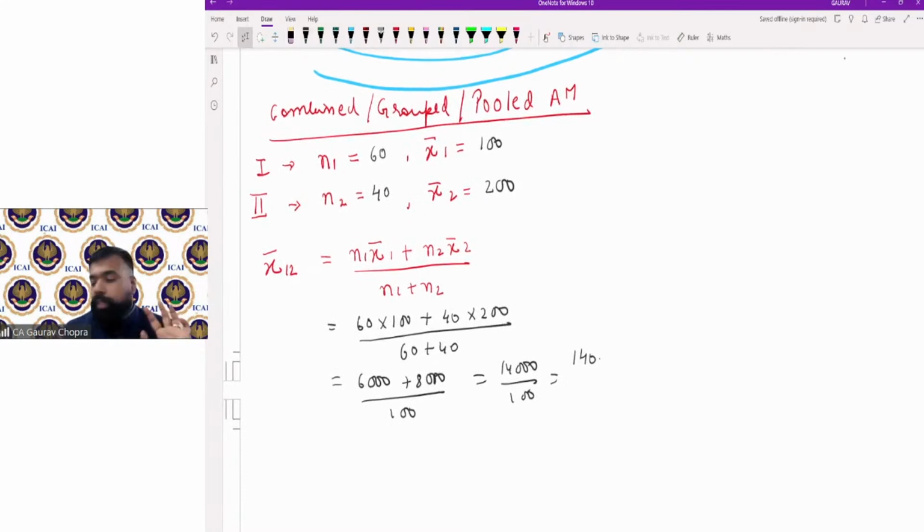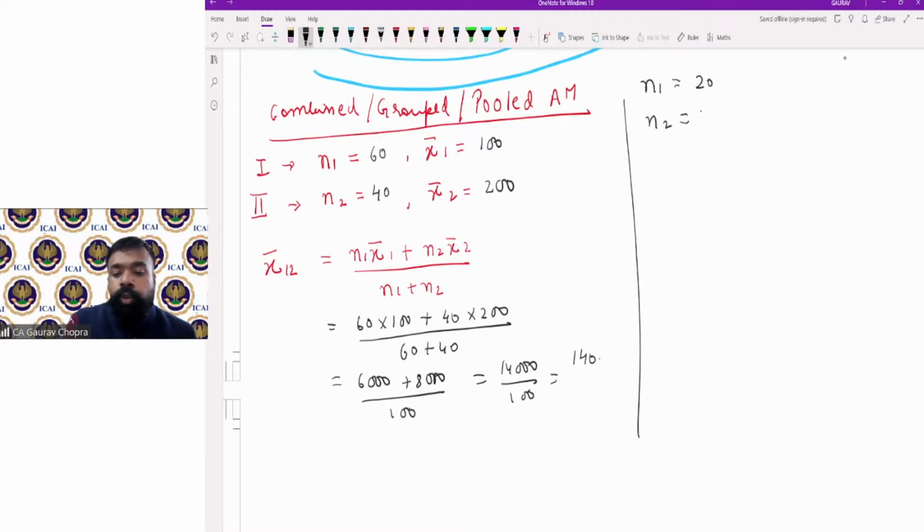Now I am giving you one question. You have to solve and let me know the answer. N1 is 20, N2 is 30, X bar 1 is 40, X bar 2 is 50. Find X bar 1 2. Now let me know the answer.